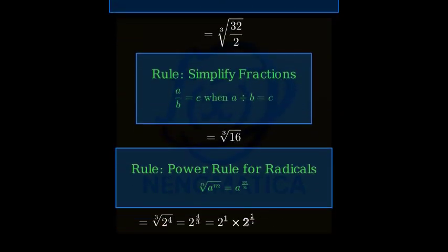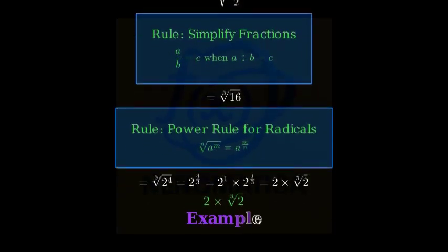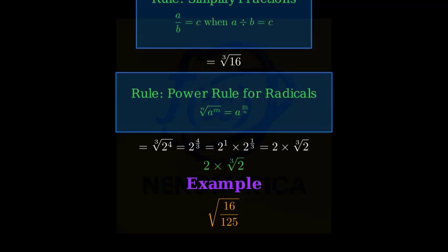We need to simplify the expression, the square root of 16 divided by 125. For this example, we'll apply the quotient rule for square roots. Using the quotient rule, we can rewrite this as the square root of 16 divided by the square root of 125.